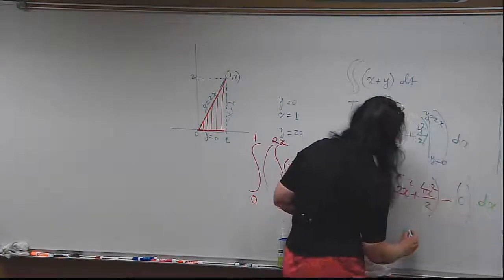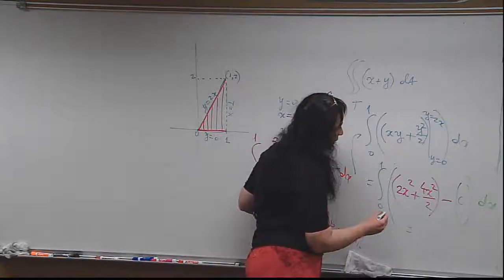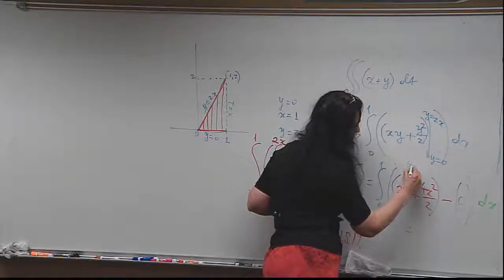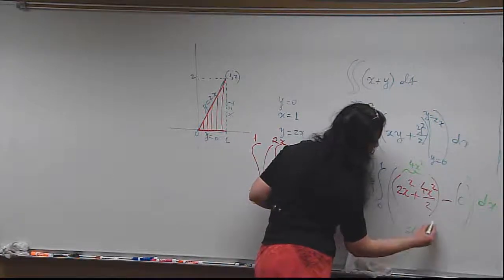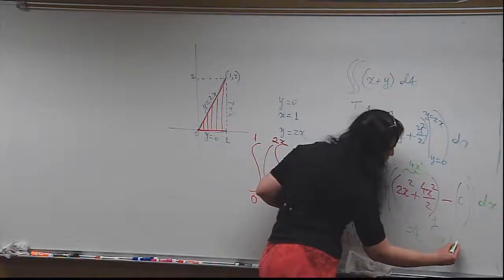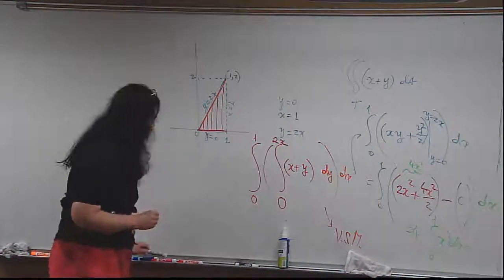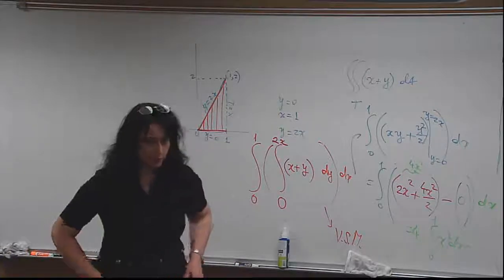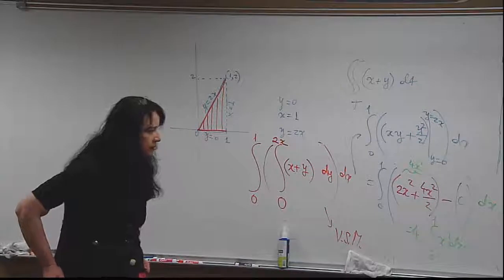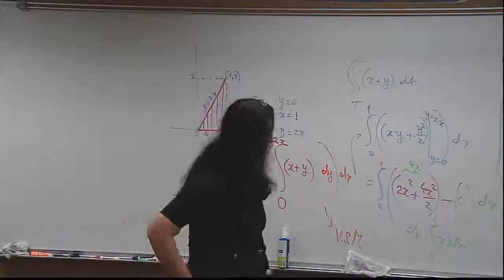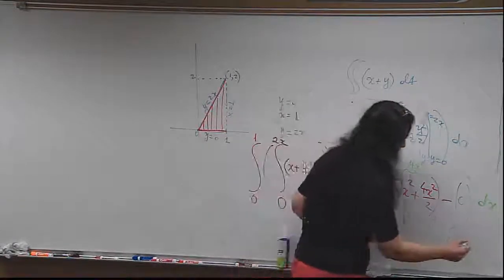What am I going to get here? 2x squared plus 2x squared. Good. What's 2x squared plus 2x squared? 4x squared. So a 4 comes out. Integral from 0 to 1 of x squared dx. The antiderivative of x squared is x cubed over 3. And if you take it between 1 and 0, you get 1/3. 1/3 times 4 is 4/3.